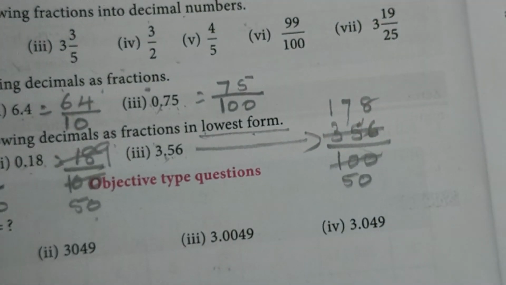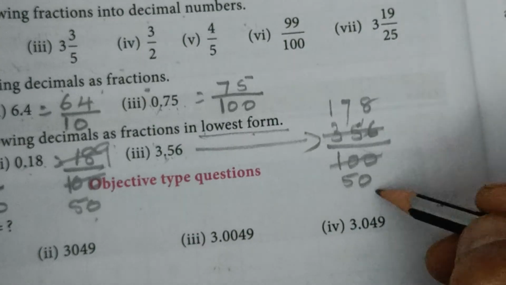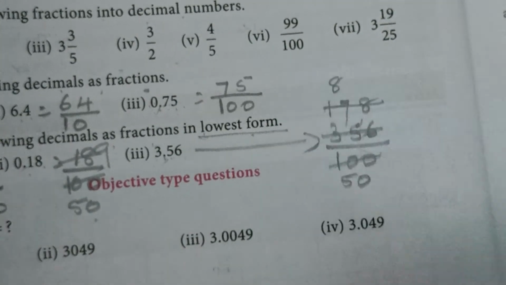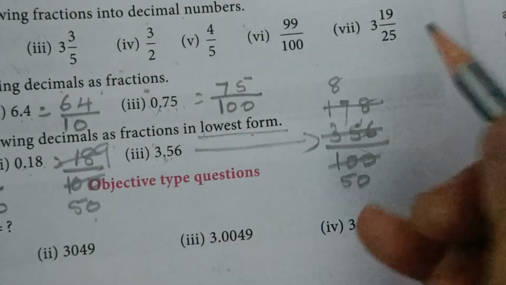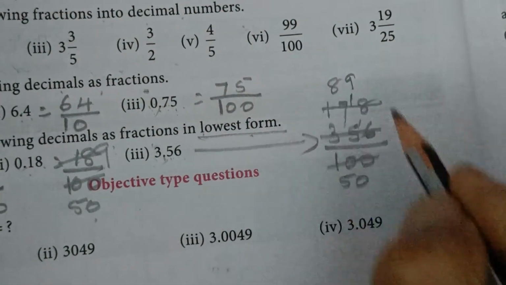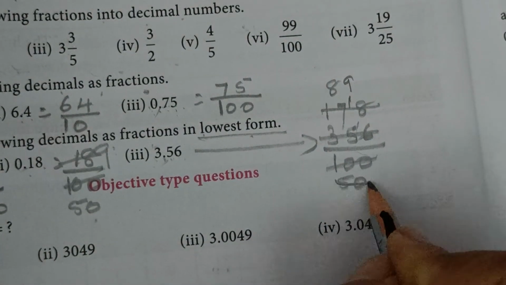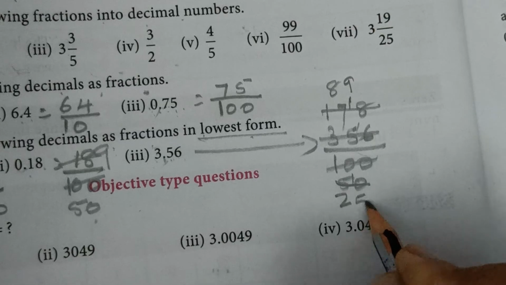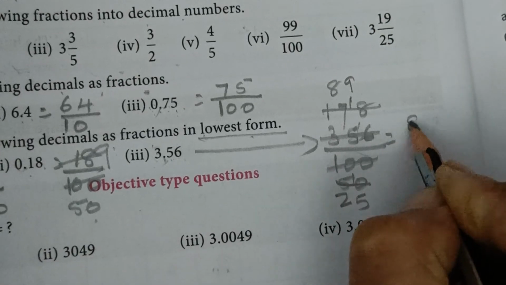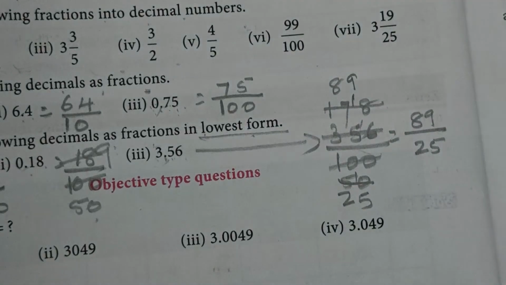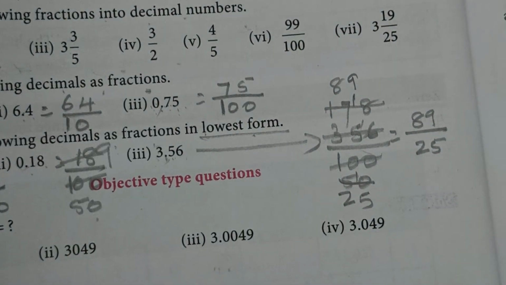and 0. Now again, 178 is an even number, 50 is an even number. So cancel. 2 8s are 16. After 16, 17. 1 is the remainder. Carry with 8. 2 9s are 18. And denominator, 2 2s are 4. After 4, remainder is 1. 2 5s are 10. So 89 and 25, they don't have a common factor. We cannot cancel further. So 89 by 25 is the fraction in lowest terms.